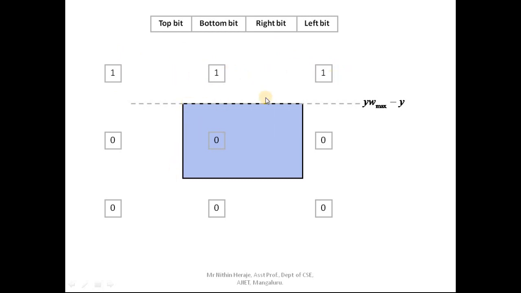With reference to the clipping window, we have classified a total of 9 regions. This is the top region, this is the bottom region, this is the right of the clipping window, the left region of the clipping window, and this is inside the clipping window. This is right top of the clipping window, this is right bottom, this is left bottom of the clipping window.